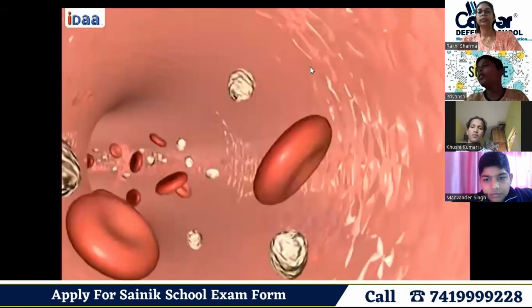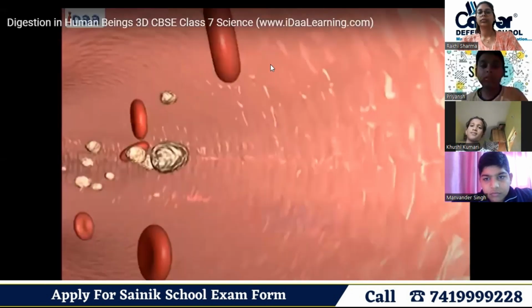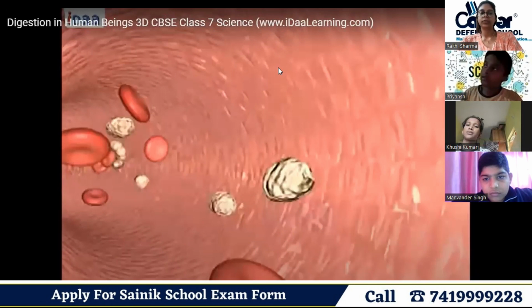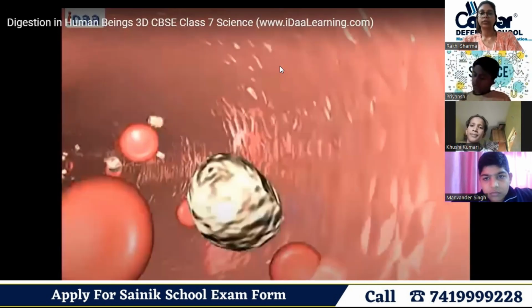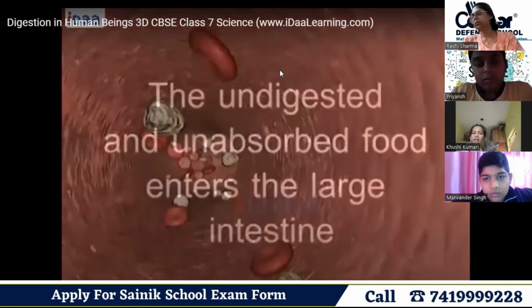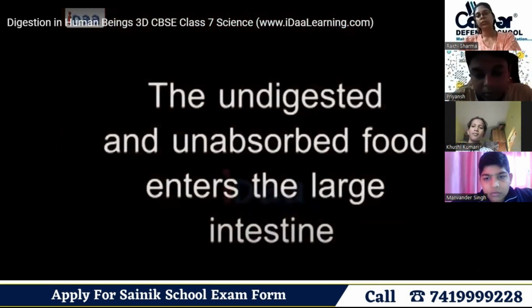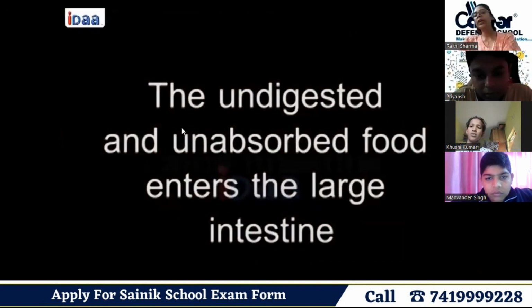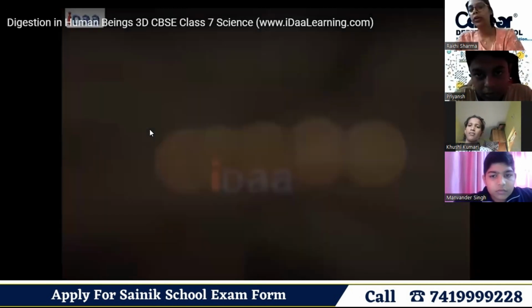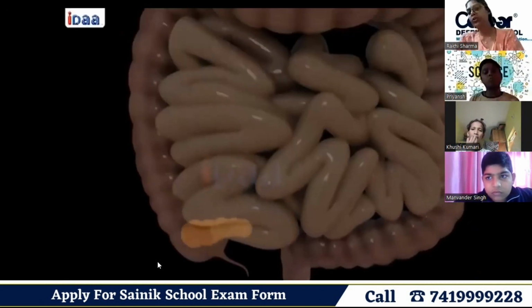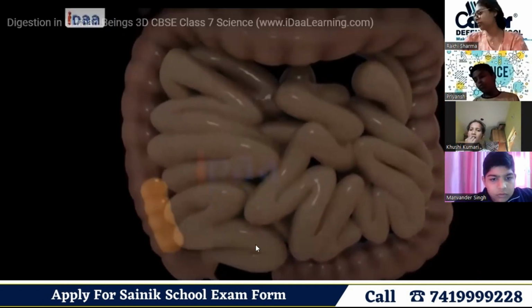In the cells, glucose breaks down into carbon dioxide and water with the help of oxygen and releases energy. The undigested and unabsorbed food enters the large intestine. Large intestine. The large intestine is wider than the small intestine and measures 1.5 meters in length.